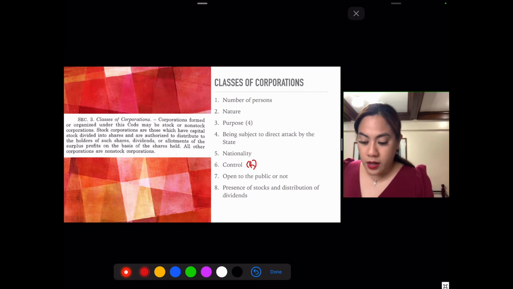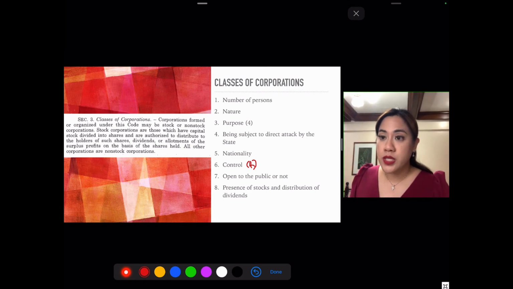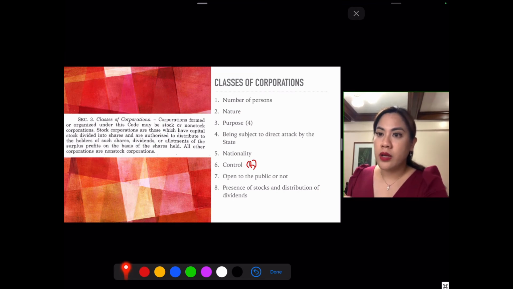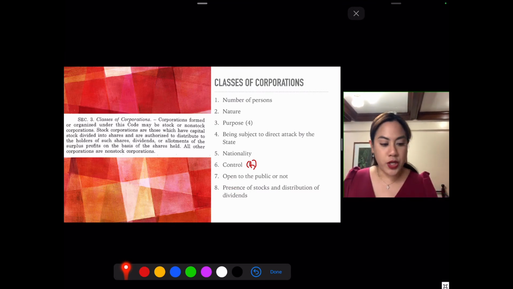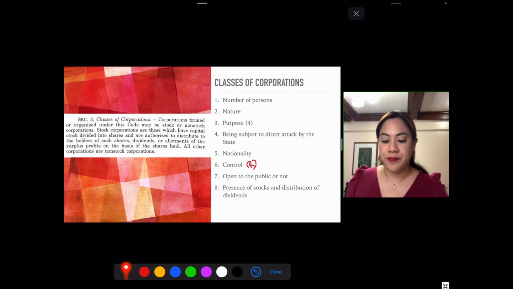Alright. Now, when it comes to the presence of stocks, number 7, whether it is open to the public or not, there is an open corporation and a closed corporation. When you say closed corporation, it is limited to selected persons or members of a family, and this is covered by Sections 96 to 105 of the RCC. And conversely, an open corporation is a corporation open to anyone.